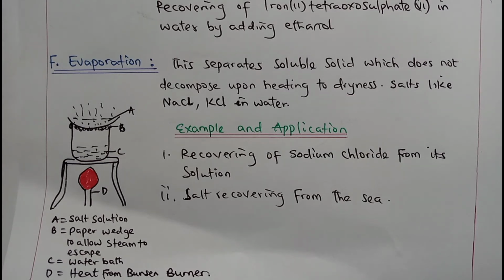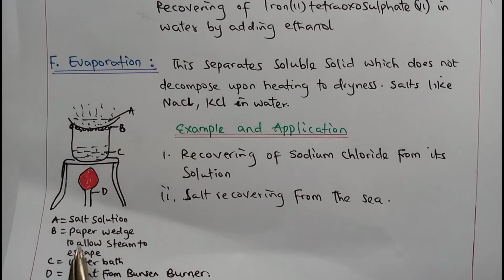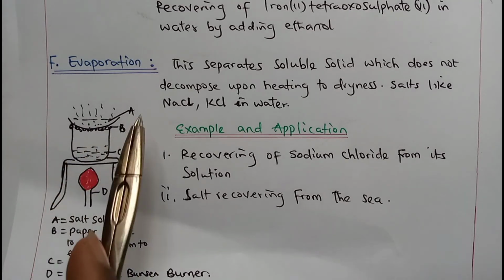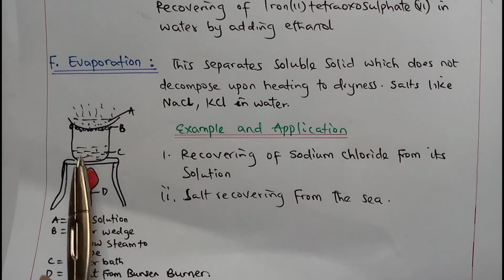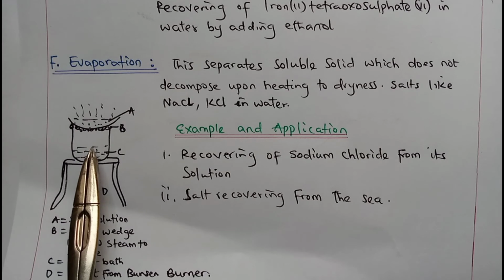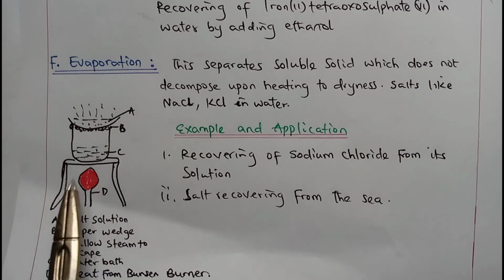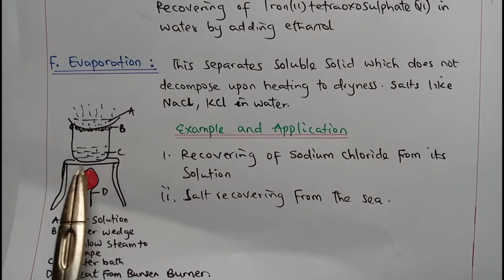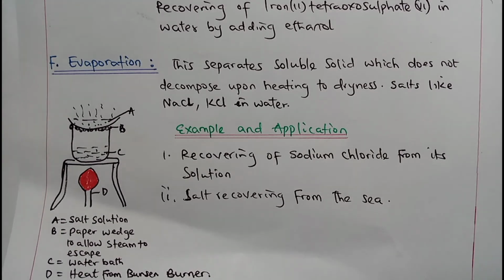And I need you to know that this is representing A, the salt solution, the B represents a paper wedge to allow the steam here to go off so that it will not become a problem to this. And we have a water bath. We are heating this so that we are not heating this directly. Even here we have a wire gauze present here, and the heat is actually coming from a Bunsen burner.